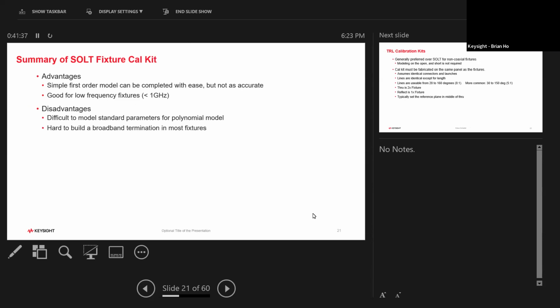And it's also hard to build a broadband termination in most fixtures. Because of that, sometimes there is a certain range, from megahertz to gigahertz. A lot of people look at 3 gigahertz sometimes, and that broadband cannot be supported. So keep that in mind when you try to use this as a de-embedding method.